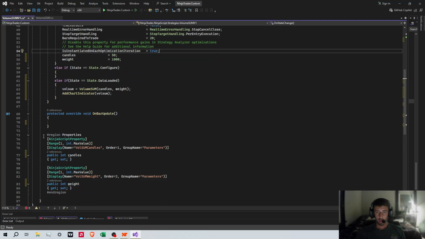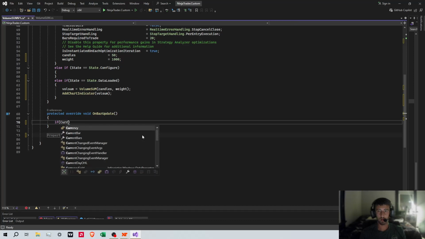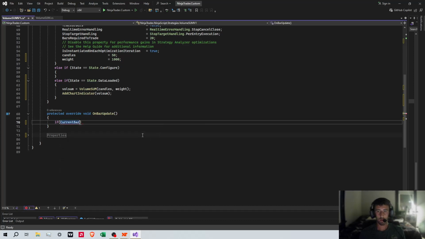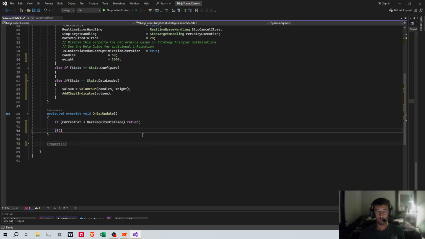So we got that. Now we can also optimize on what is the best values for the indicator. So it's going to be very simple for now. If current bar is less than bars required to trade, then we return. Now if vol sum dot, yes, there's bear volume, right? Okay, so good. We can call those.